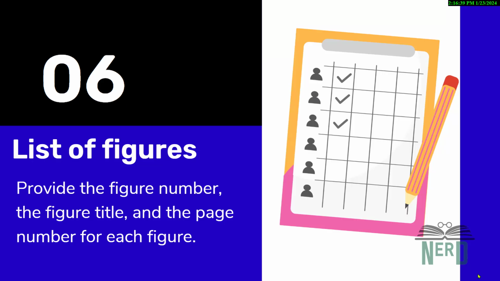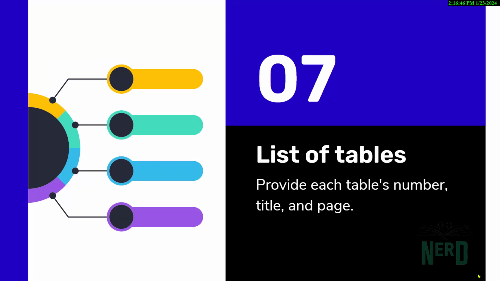So the next is your list of figures and also tables, right? So what happens here? Suppose you have got any cool graphs or tables. What do you do? You list them here with their numbers, titles, and where they pop up in your dissertation, right?